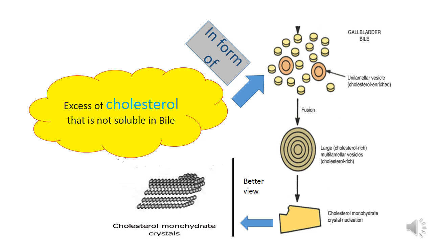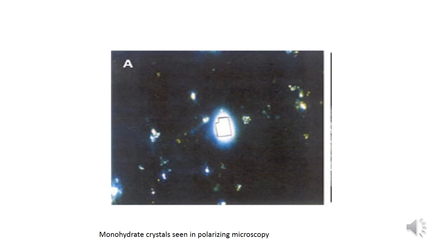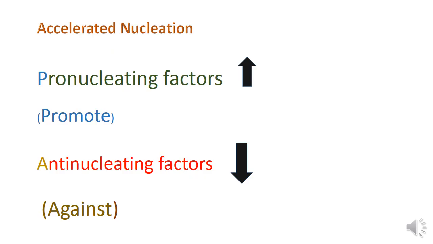Here we can see the unilaminar vesicles, the multilaminar vesicles, and the cholesterol monohydrate crystals in a better view. We've also got a real image of cholesterol monohydrate crystals that I really want to show you. Here it is, the glowing part. This is a cholesterol monohydrate crystal seen in polarizing microscopy. Accelerated nucleation means the speeding up of the process of nucleation, and this results in more and more cholesterol monohydrate crystals formation.